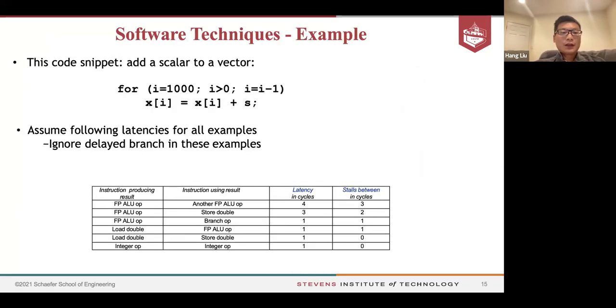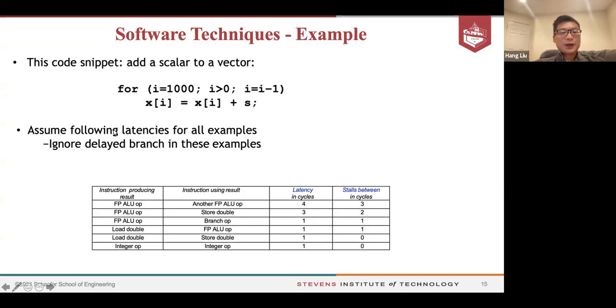Assuming we have this code snippet, adding a scalar to a vector. For I equals 1000, while I is larger than 0, we do I equals I minus 1, and we add a scalar s to every entry xi and write it back to xi. So let's first translate this into machine code or assembly code.